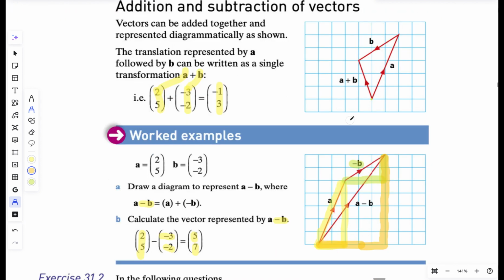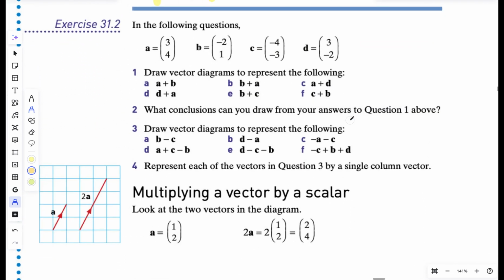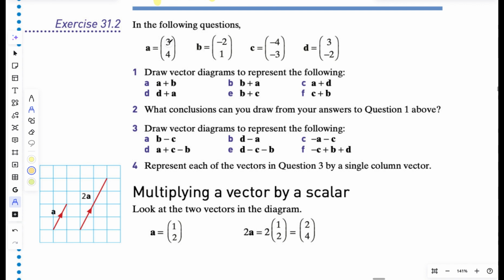How to add the vector in geometry. Okay, so here are some questions for you to practice. They've given you vector A value, vector B value, vector C value, and vector D value. Now play with this. Do A plus B and get the values and draw the vectors. Do B plus A and so on and so forth as you have it here.